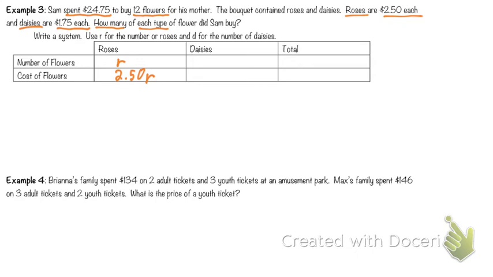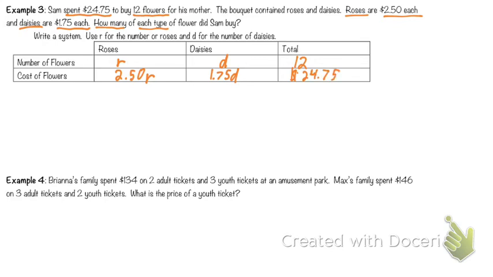Okay, well, number of flowers for the daisies. What am I going to put in that box? D, because we don't know the number yet. Okay, well, what's the cost per daisy? 1.75. We're going to put D because it's per flower for every daisy. Now, what is the total number of flowers he bought? 12. We know that. What's the total he spent? $24.75. We know that.